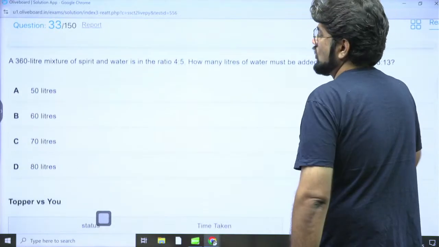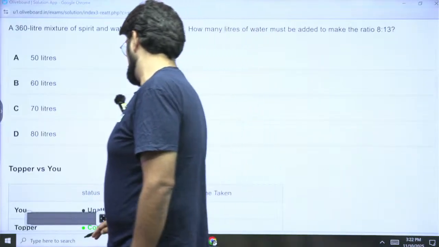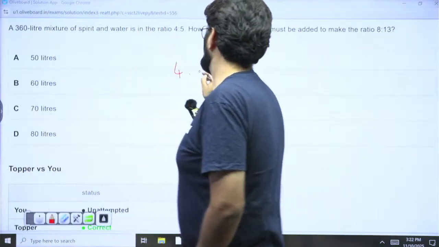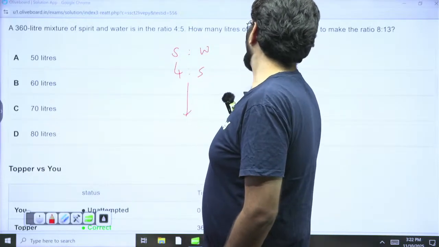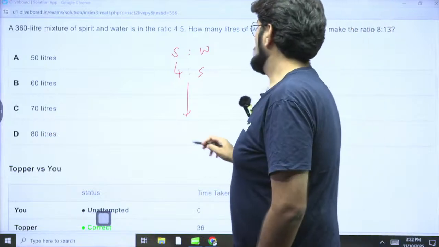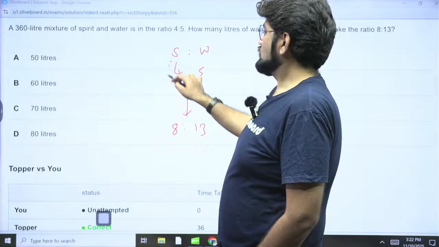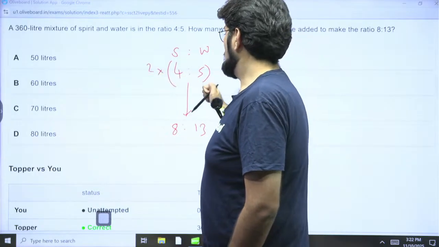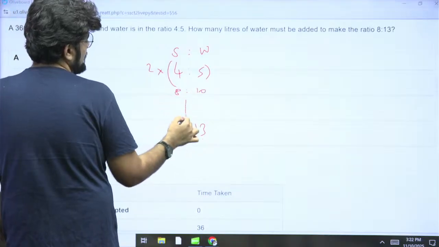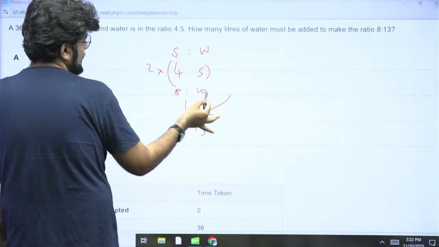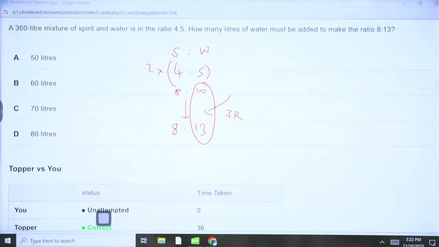Oh, mixture allegation, quant waste. A 360 liter mixture of spirit and water is in the ratio 4:5. So 4:5 is spirit and water. How many liters of water must be added to make the ratio 8:13? So I need to add water. This is 8:13, correct? That means spirit will remain the same, so I'll multiply this by 2. What will I get? 8:10. Now they're asking me how much water am I adding? I am adding 3 units of water, to keep the spirit same.